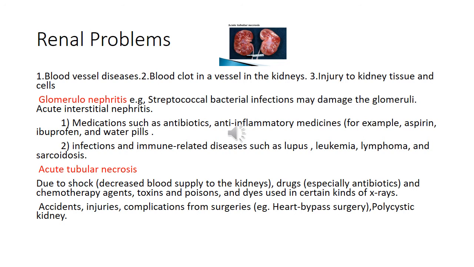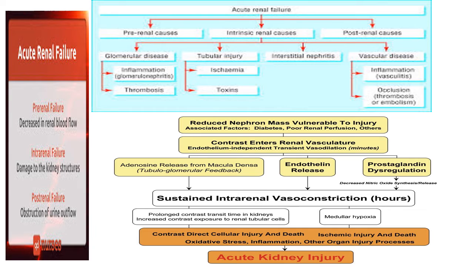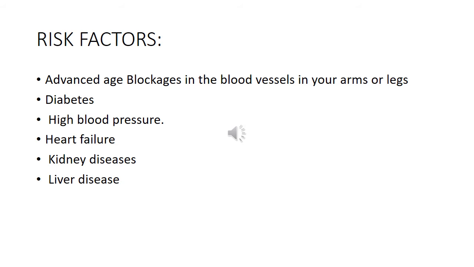Then after this, accidents, injury, complications of surgery like heart bypass surgery, and polycystic disease also lead to acute tubular necrosis. What are the further risk factors for developing acute kidney injury? Advanced age and blocked blood vessels in your arms and legs may lead to AKI due to decreased blood flow to the kidney. Other than this, pre-existing diseases like diabetes, hypertension, heart failure, kidney diseases and liver diseases.